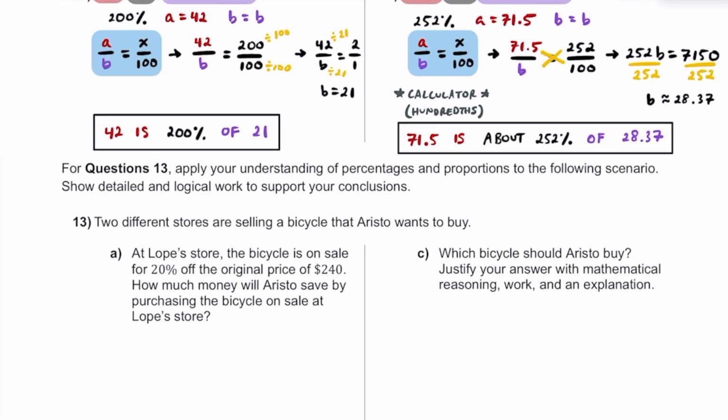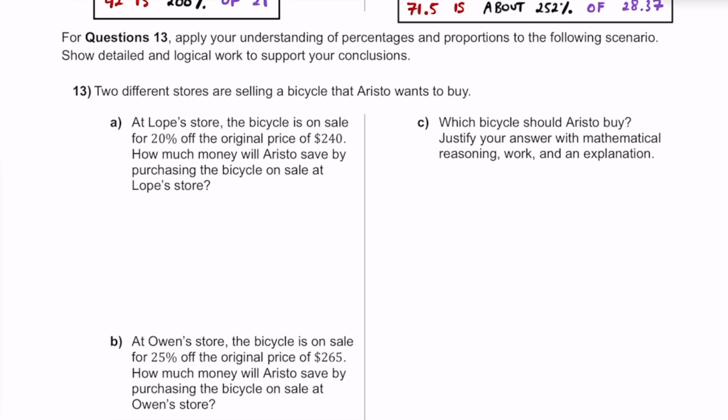All right, let's try one application problem together. In number 13, let's go ahead and apply what we've been practicing here. This time, I'm not really going to be telling you if we're looking for a part or a whole or a percentage. We're just going to see if we can figure out which one it is and then apply it to the situation that we have. So basically, we have 2 different stores selling the same bike, but maybe for some different prices.